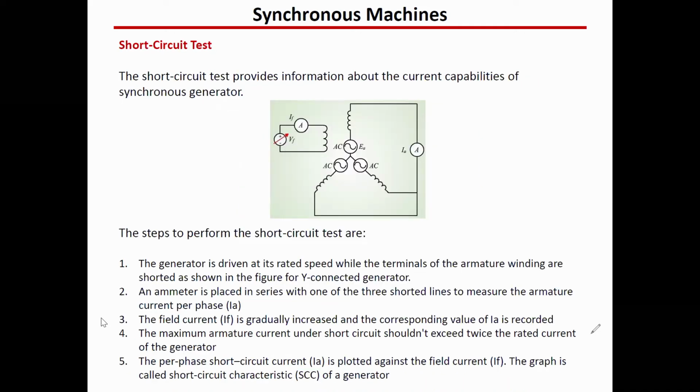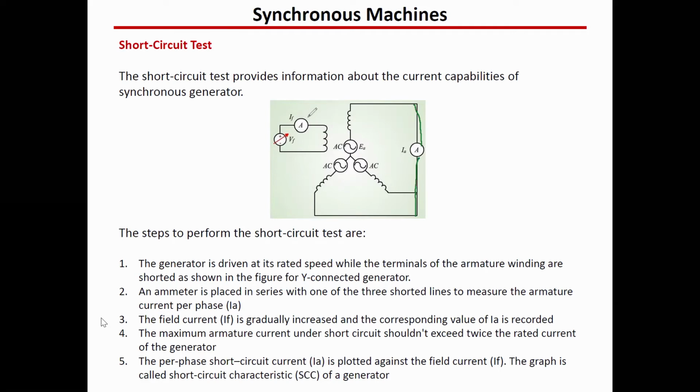What about the short circuit test? Well, short circuit, we make all the terminals here short circuits, and we connect an ammeter between A and B. Of course, the ammeter works as a short circuit, so it's still short circuit, but we measure also the current.